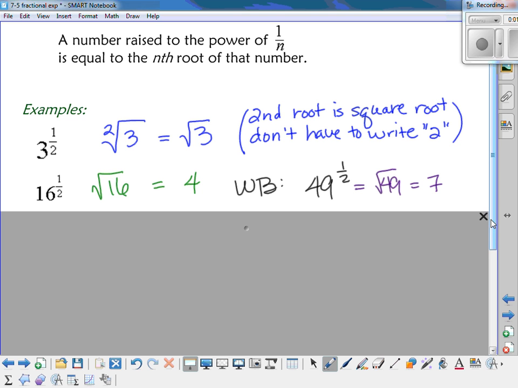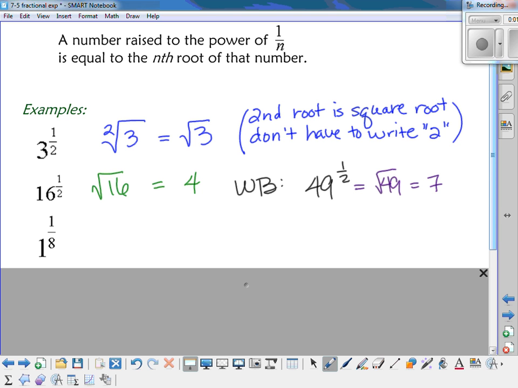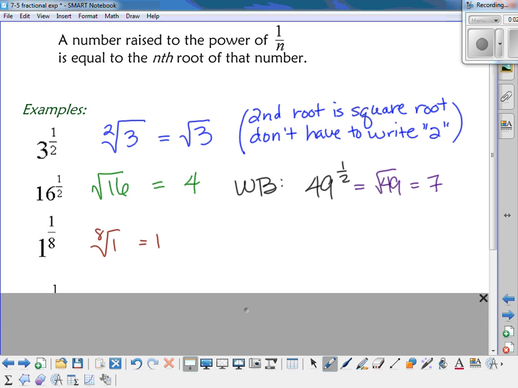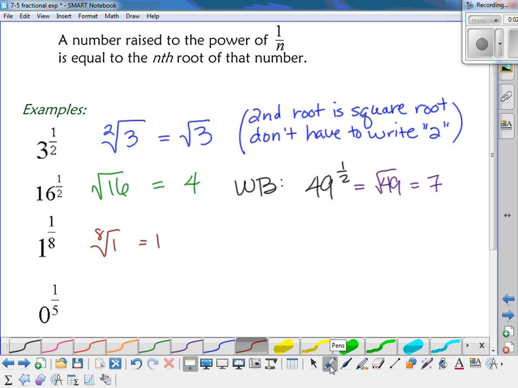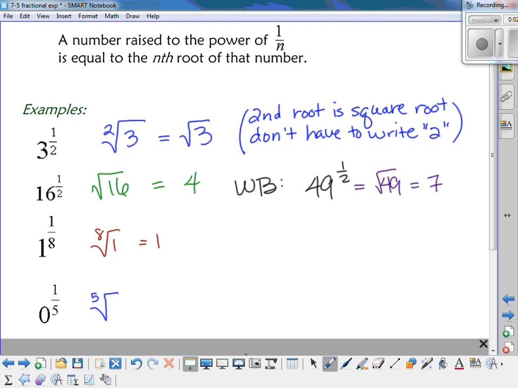All right, this is for your notes. 1 to the 1/8. That means I'm just taking the 8th root of 1. But any root of 1 is going to be what? 1. Because it doesn't matter how many times you multiply it: 1 times 1 times 1 times 1 times 1 times 1 times 1 times 1 is still 1, right? And if I take a root of 0, well, this one, it's actually okay. You're just taking the 5th root of 0. Well, 0 times 0 times 0 times 0 is still 0. So any root of 0 is going to be 0.